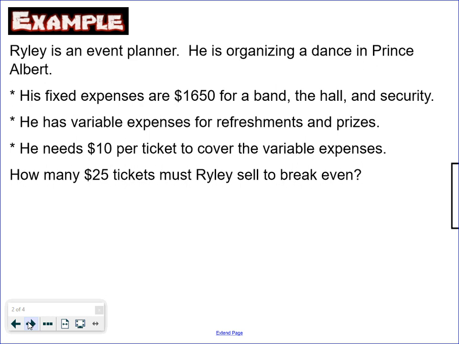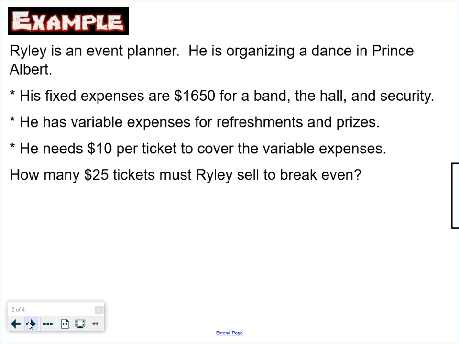Riley is an event planner. He is organizing a dance in Prince Albert. His fixed expenses are $1,650 for a band, the hall, and security. He has variable expenses for refreshments and prizes. He needs $10 per ticket to recover the variable expenses. How many $25 tickets must Riley sell to break even?